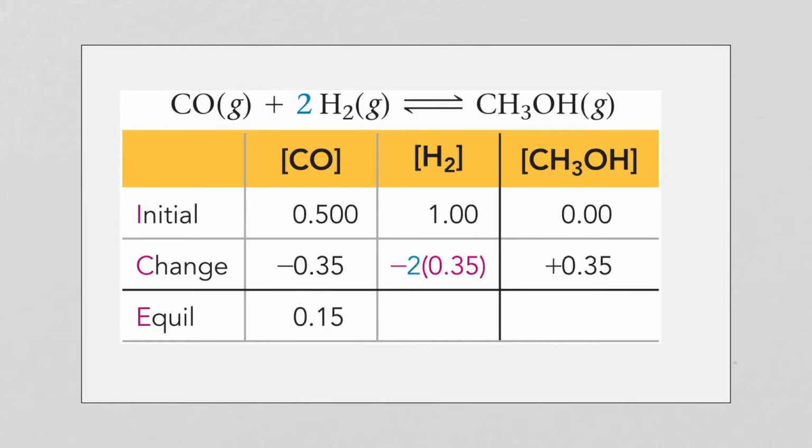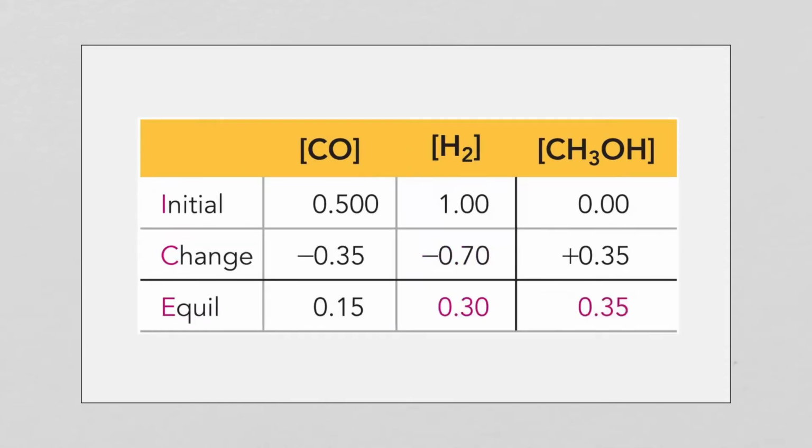Okay? Now, once we know the changes, then it's just a matter of doing our addition or subtraction to figure out our final concentrations here. So if we take our 1 minus 0.7, we get 0.3. If we take 0 plus 0.35, we get 0.35. So we utilize our changes to figure out what our equilibrium concentrations are.